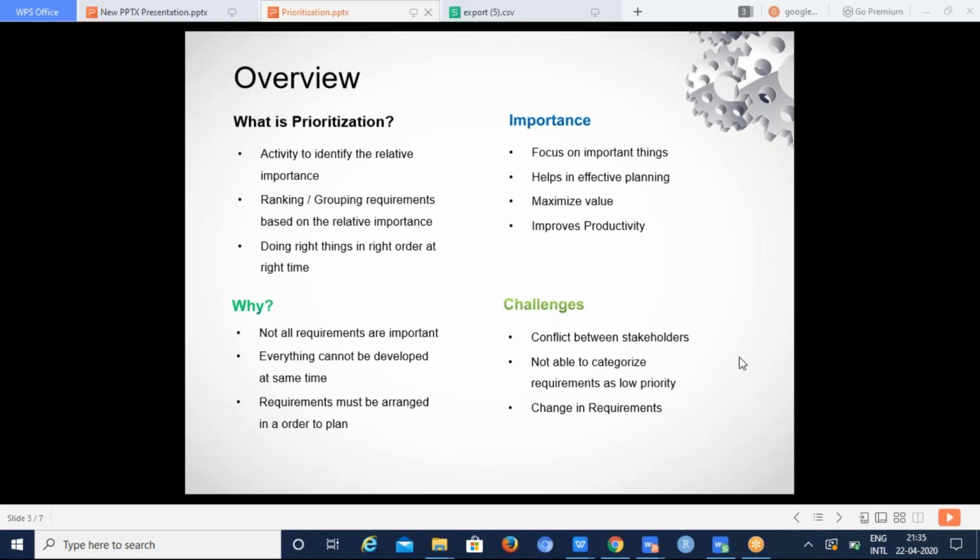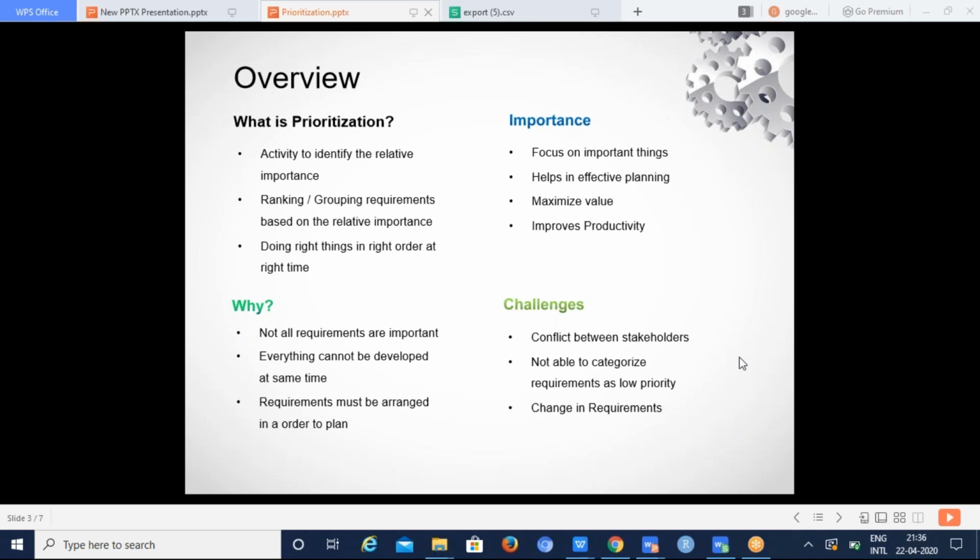Now, let's move on to the challenges in prioritization. So what is the challenge in prioritization? The first challenge is conflict between stakeholders. Each stakeholder will have one requirement in mind which they want to prioritize, and it occurs multiple times. Often we end up watching the conflict between stakeholders to bring up their requirements and develop them.